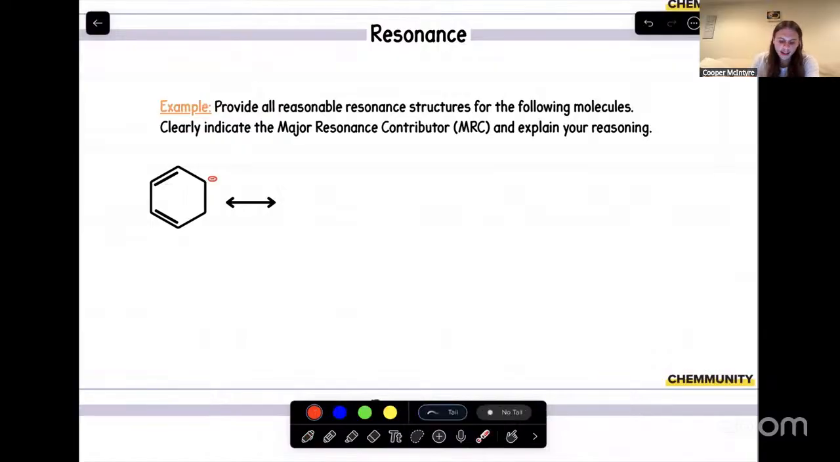So yet again, we'll start with our electron density. And remember, our electron density in terms of resonance can only move through the pi system. Since we have our negative charge here, and we have a pi bond right next to it, we'll move our negative charge towards that pi bond. It's going to drop down to help form a double bond.